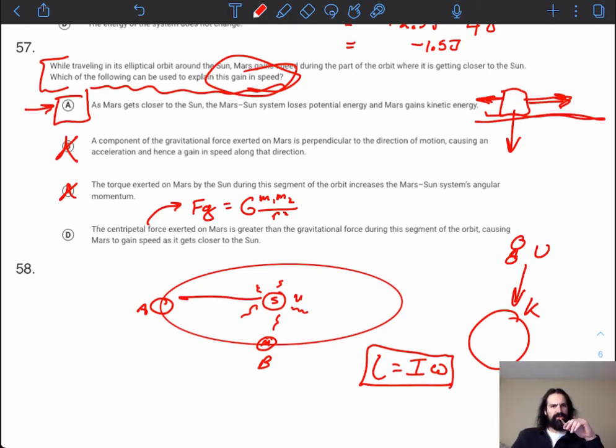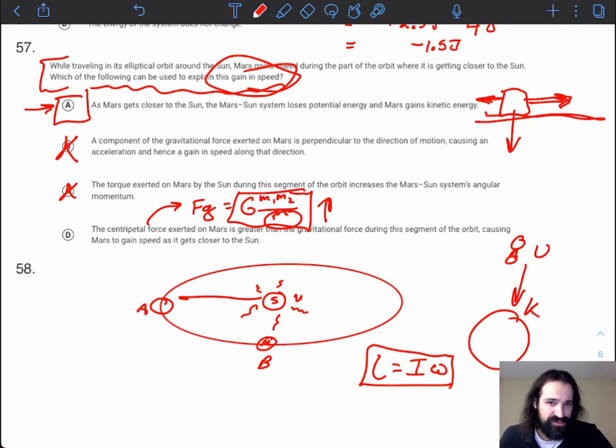I would agree with that statement because the radius gets smaller, which means this whole side should get bigger. But that's not what causes it to gain speed as it gets closer. Because again, that force is perpendicular to the direction of motion. So we can rule that out for the same reason we ruled out B. So our answer of A is in fact correct.